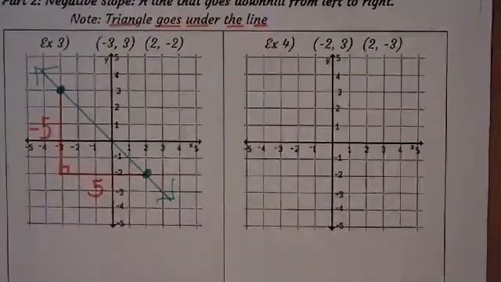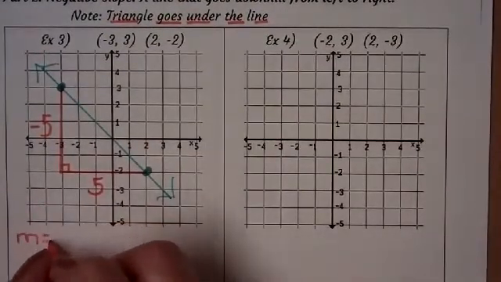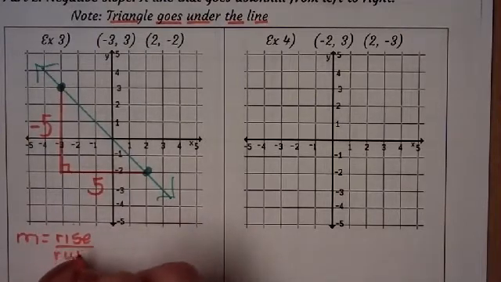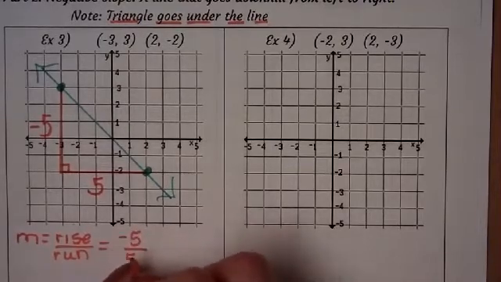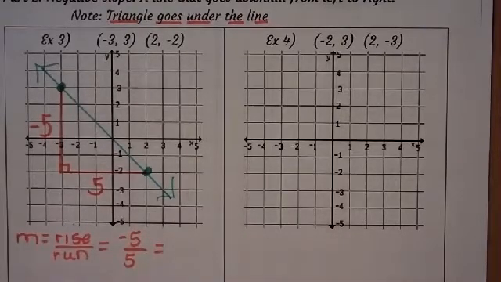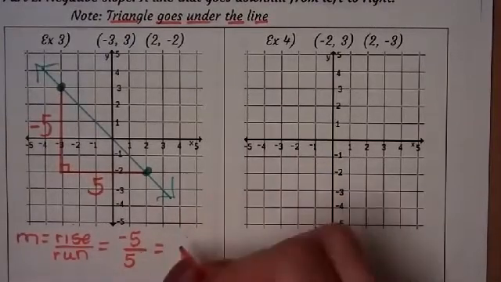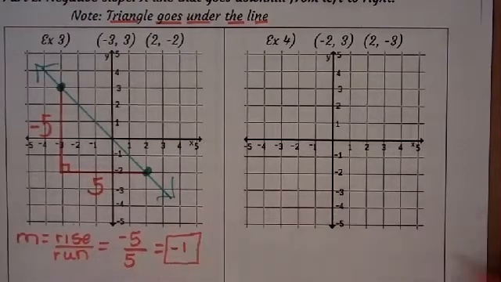Now, I've got my 2 numbers, so what am I going to do right here? M equals rise over run, and that's going to be negative 5 over 5. But now stop again, ask yourself, can I simplify that fraction? Absolutely. We know that negative 5 divided by positive 5 is really negative 1. Okay, and there's my answer.